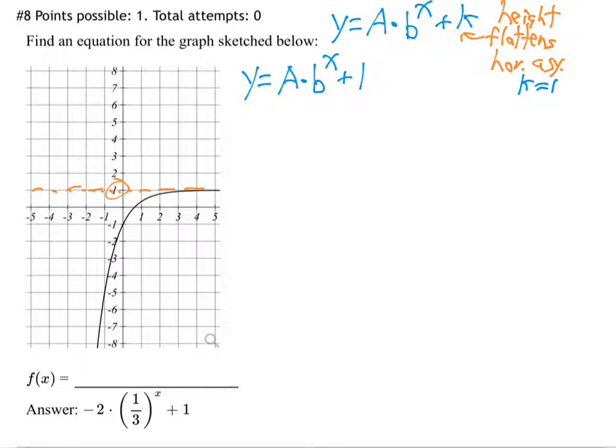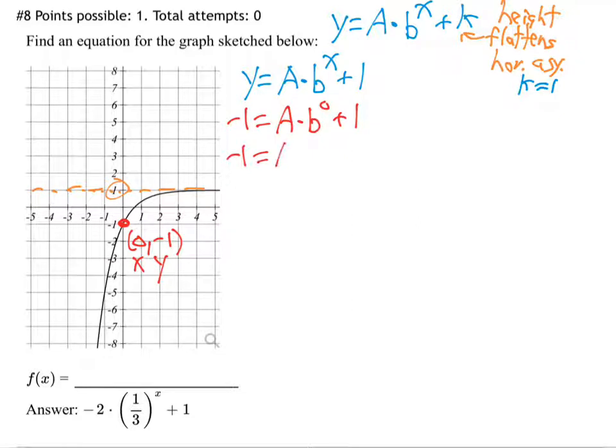Okay, now let's plug in a couple points. We know this point right here, over 0, down 1. So that means you plug in x is 0, y will be negative 1. So y is negative 1 when x is 0. So now we can solve that.